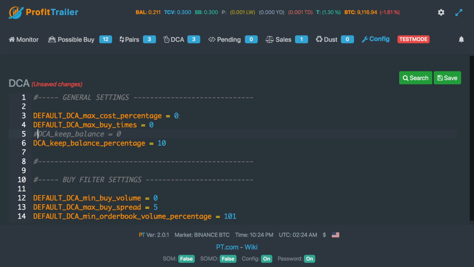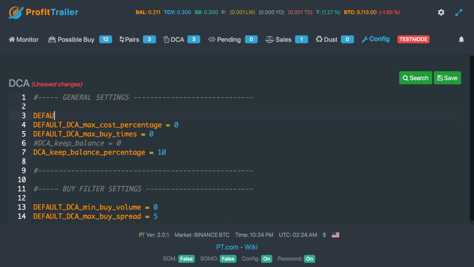The same can be said for the top line, the default DCA max cost percentage. If you have this original line, default DCA max cost equals, then you have to set that to 0 if you set the max cost percentage to a specific number, and vice versa. If you want to use max cost, let's just go 0.5, right? And then your default DCA max cost percentage must be 0. So anytime there is a commensurate value between one original statement and a percentage statement that follows it, only one of those can be used at a time.